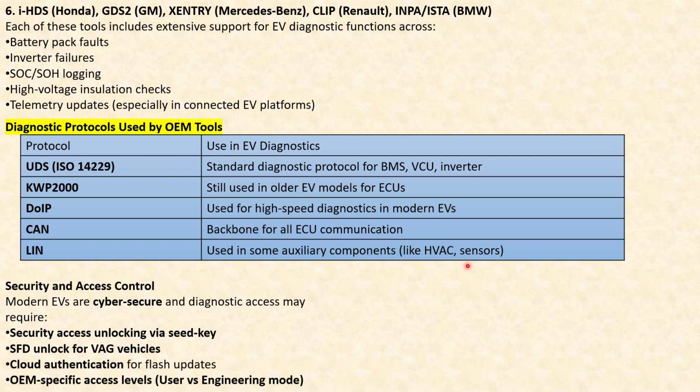Now, talking about security and access control, modern EVs are cyber secure, and diagnostic access may require security access unlocking via seed key, the SFD unlock for VAG vehicles, cloud authentication for flash updates, and OEM specific access tools, user versus engineering mode. Okay, the OEM specific access level is an extremely important aspect of security and access control.